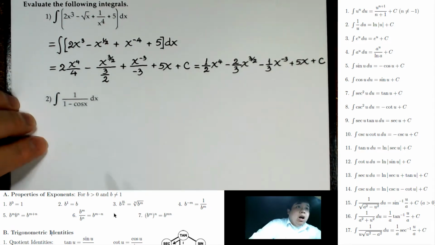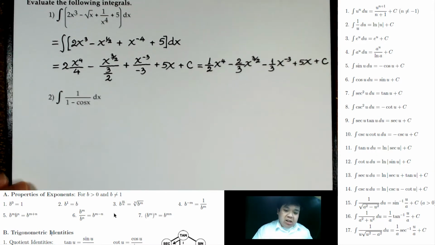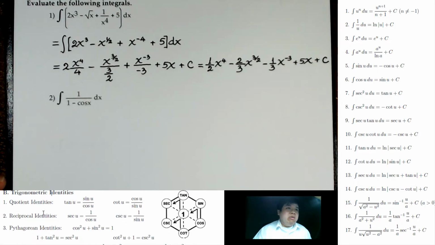Right. On this one, this is a classic problem. It will be very difficult if we haven't seen that before. If we see that one time, it will be very easy. It does not involve any technique at all. We just need a little trigonometric identity. So we need some of these.